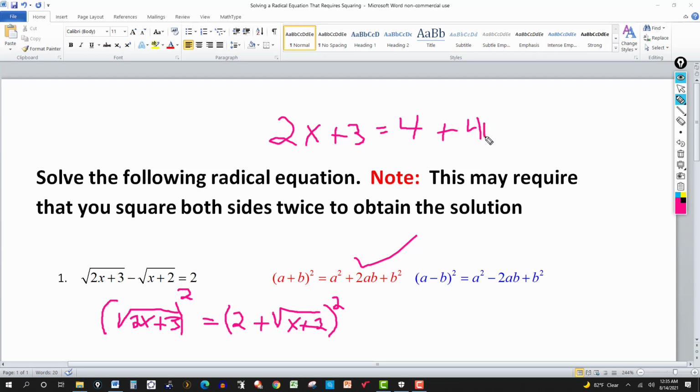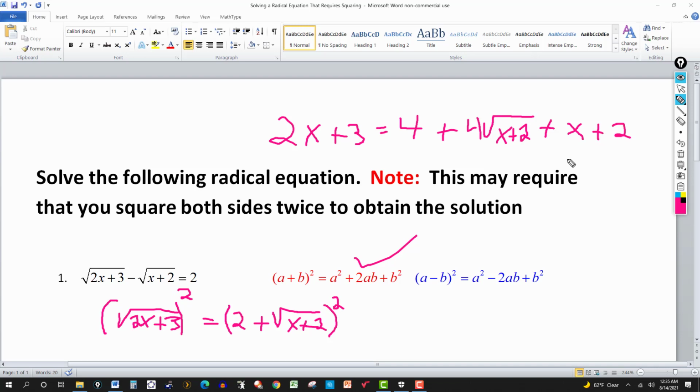And then times the square root of x plus 2. So the 2 is the a, and the square root of x plus 2 would be the b. Okay, so that means now, for the third term here, I would have to square the square root of x plus 2. And that would just give me x plus 2. Squaring it just eliminates the radical.